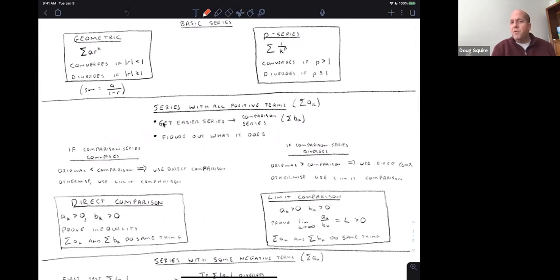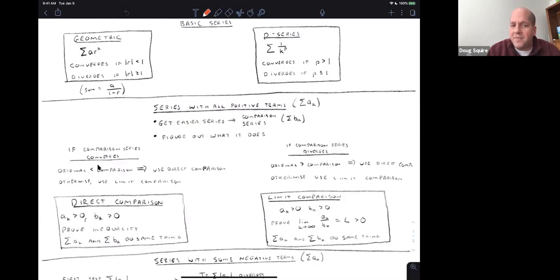So this is a summary of what we were doing yesterday and the day before. You get an easier series, which is called the comparison series. You figure out what it does. And so this is a little bit misleading. I should probably reformat this, but if the comparison series diverges, this is the thought process. It does not mean you always use the direct comparison.